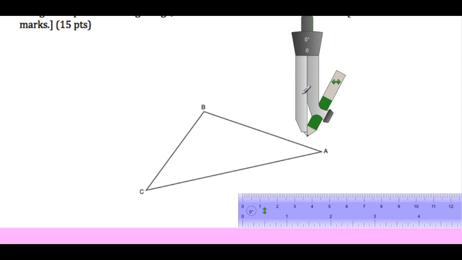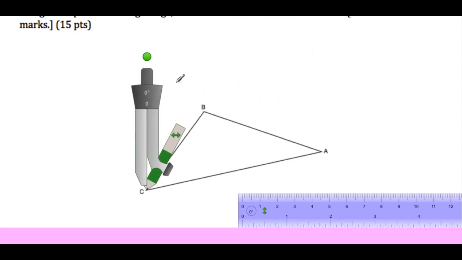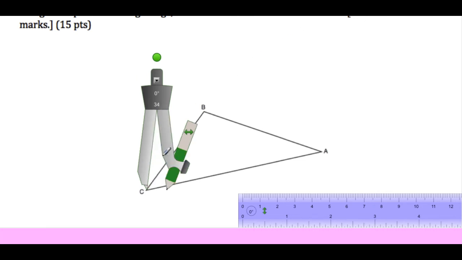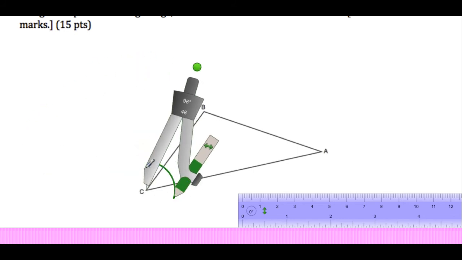Let's try to do the angle bisectors here. How are we going to do it? First, bring your compass to the angle. I'm going to do angle C first and open it up. It doesn't have to be a particular distance, just a little bit. And then draw an arc.